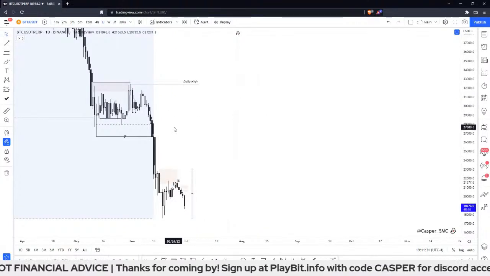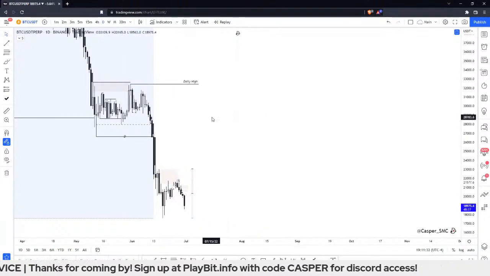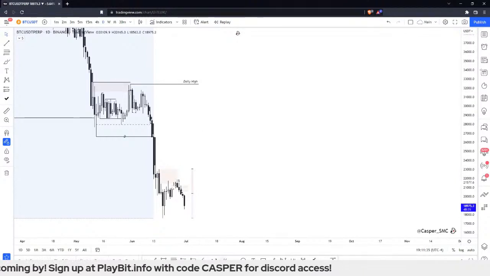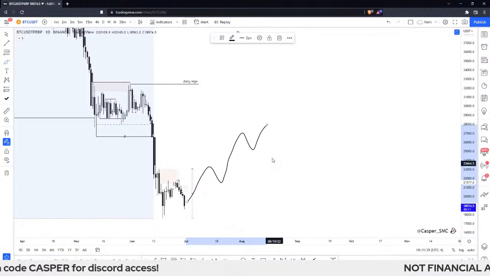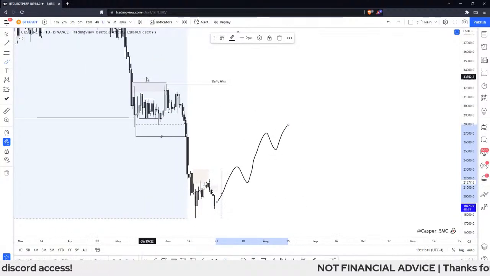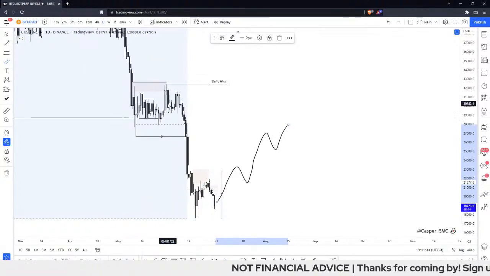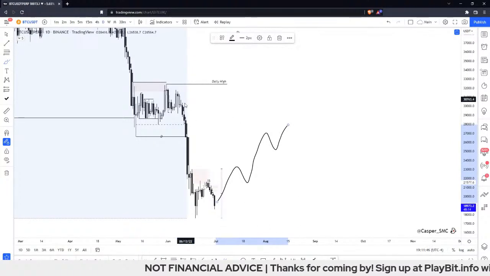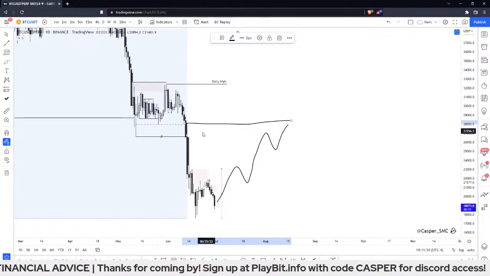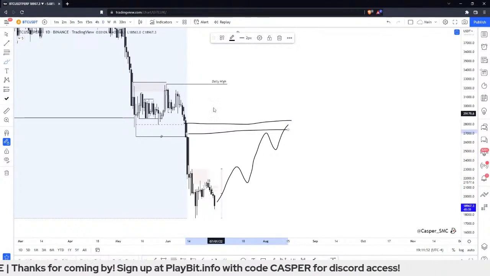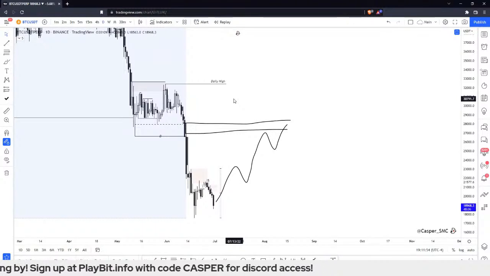But let's just say that Bitcoin started to break structure on the 4 hour, and we came all the way up and hit, I don't know, 28K again. I'm going to be looking more for shorts. Why would I look for that? It's the same reason why, if we're bearish on a 4 hour, I look for shorts on a 15-minute. It's the same thing. Everything is always going to be proportional.